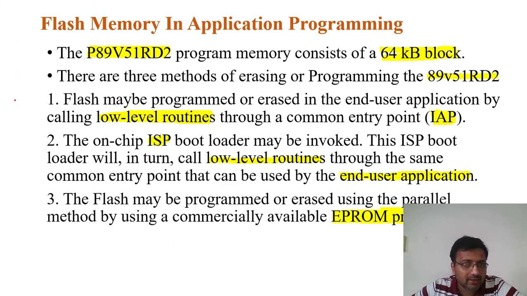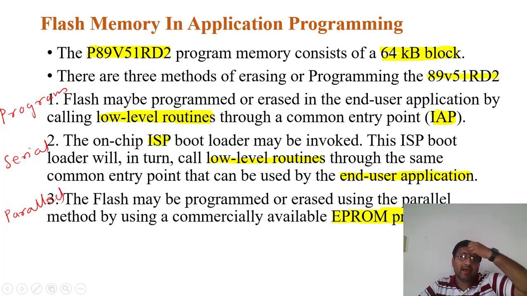In the first method, the program itself can erase this, so that is dependent on a program. The second is a serial method, where the serial port is used, and the third method is a parallel method. So we have three programming methods for flash, that is, in-application programming.